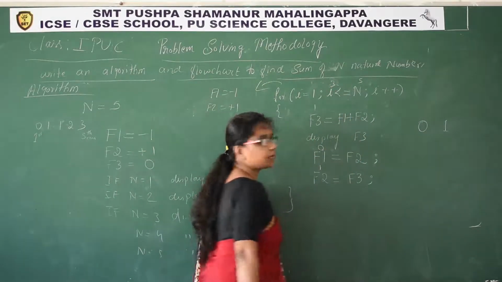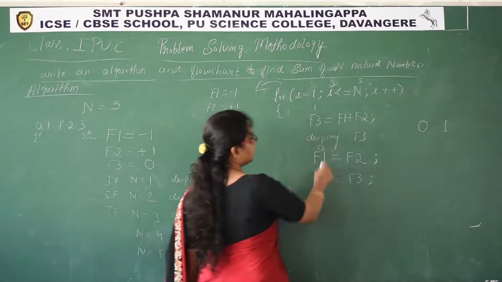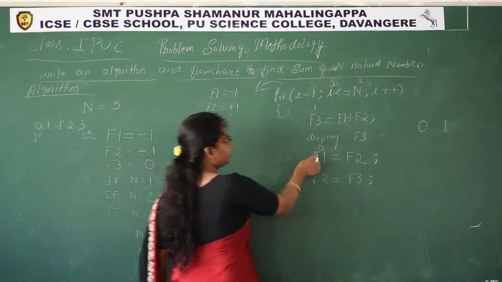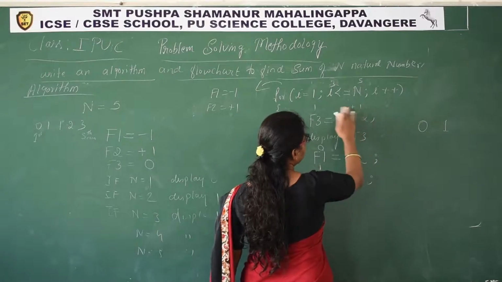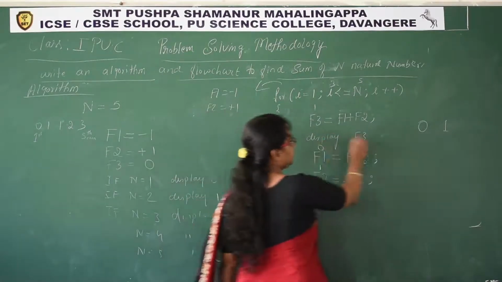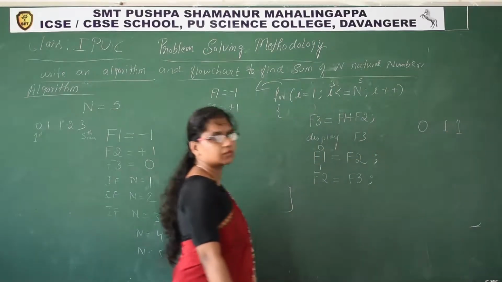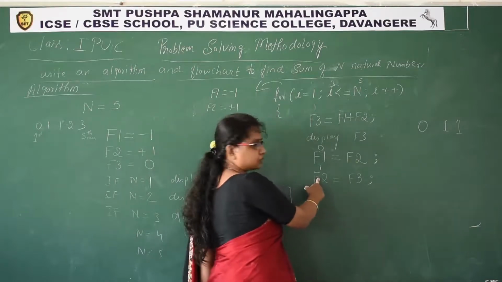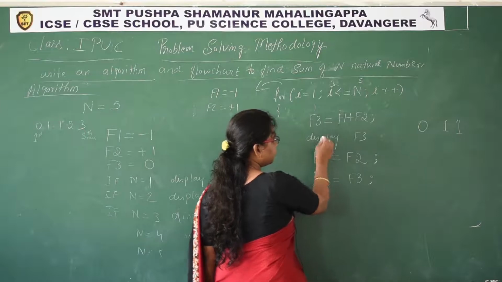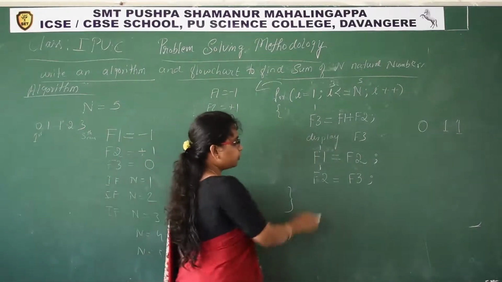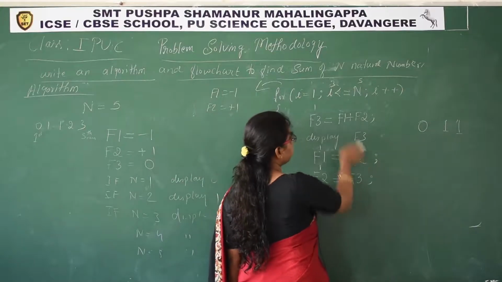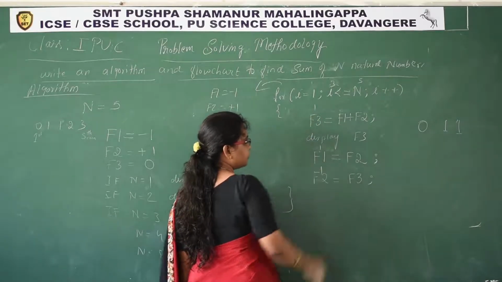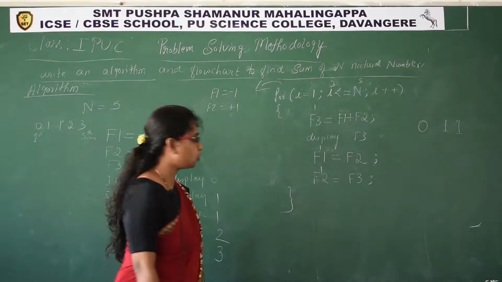Is 3 less than 5? Yes. Now it enters. What are the recent values of F1 and F2? 0 and 1. Substitute here. 0 plus 1 is 1. Now F3 is 1. Display F3. Next, F1 is equal to F2. What is there in F2? 1 was there. Now that 1 goes to F1. F1 becomes 1. F2 is equal to F3. What is there in F3? 1. Now the F3 value will be stored in F2. Now F1 is also 1, F2 is also 1.